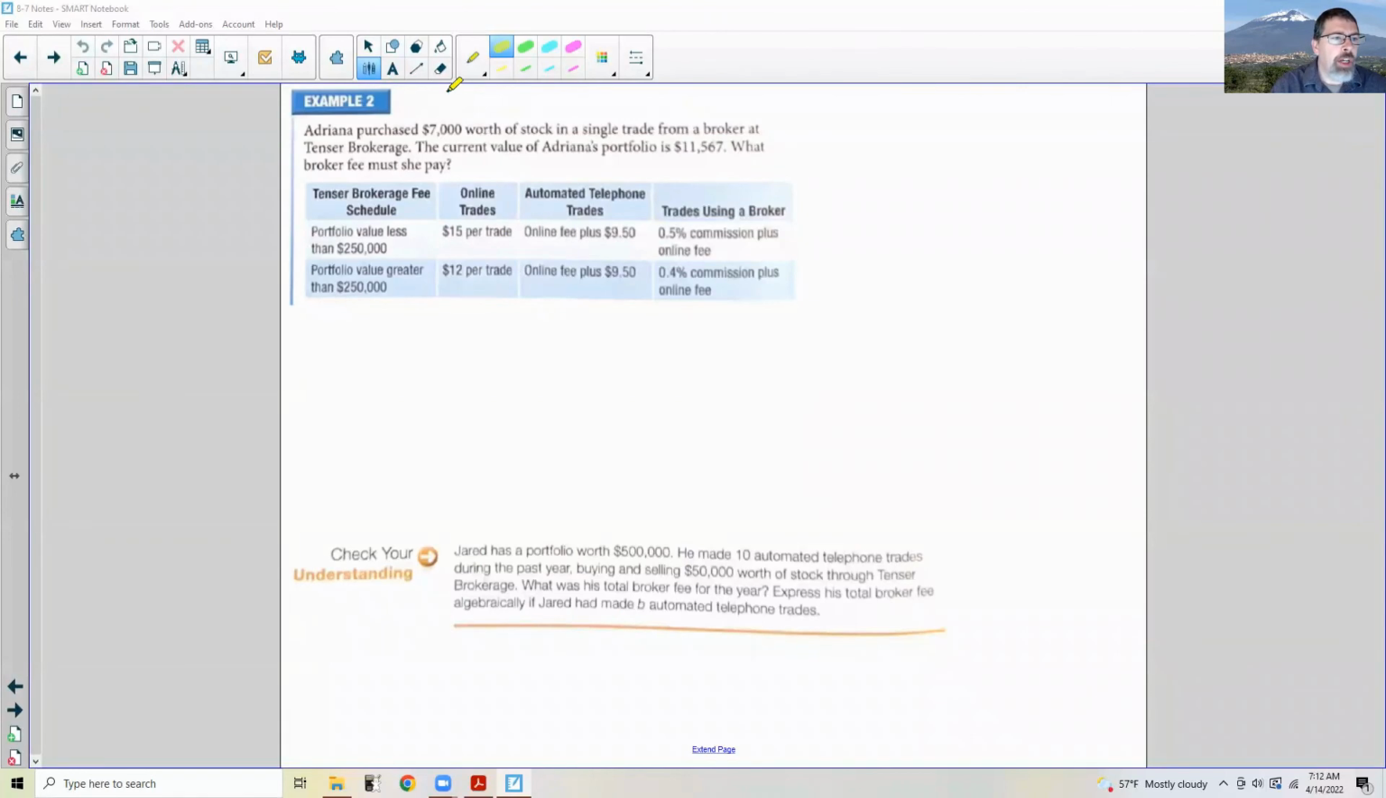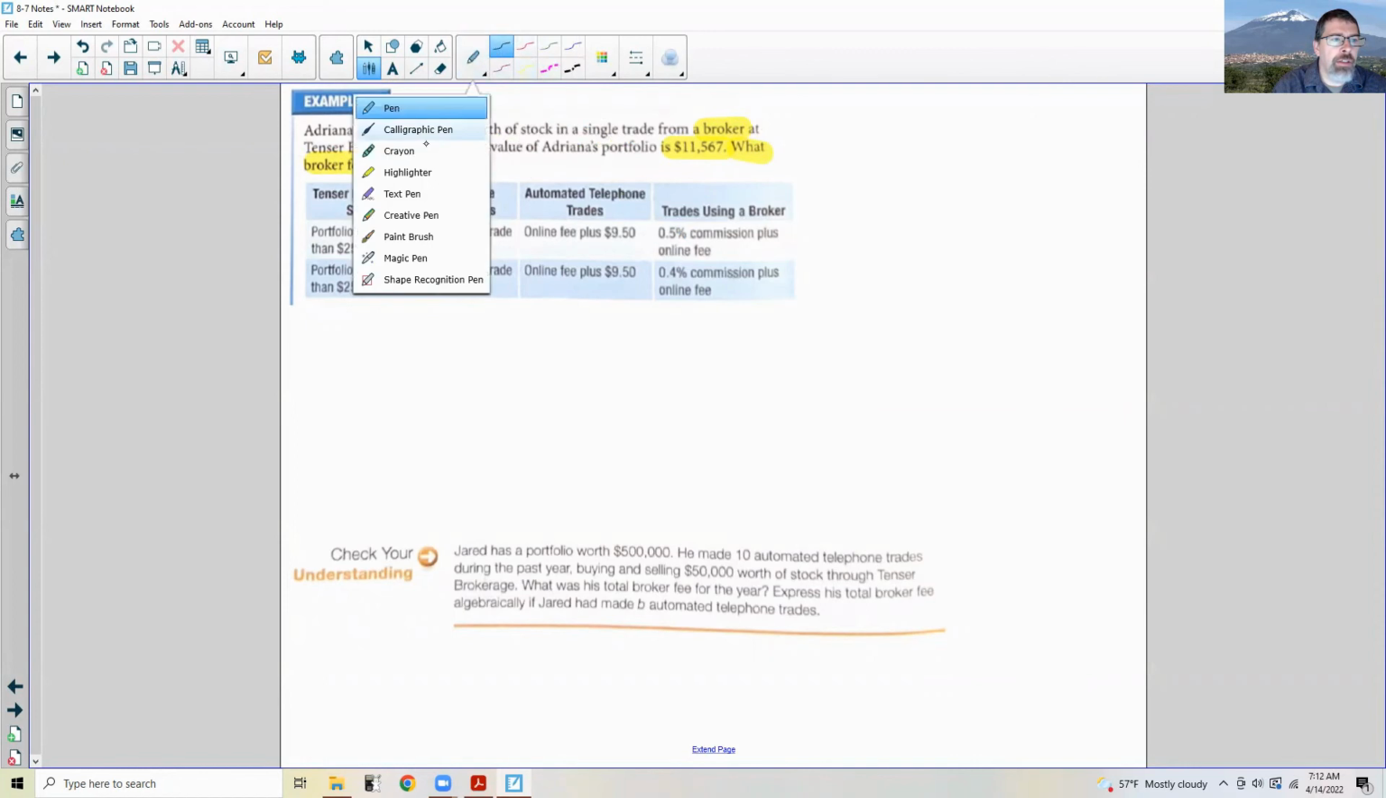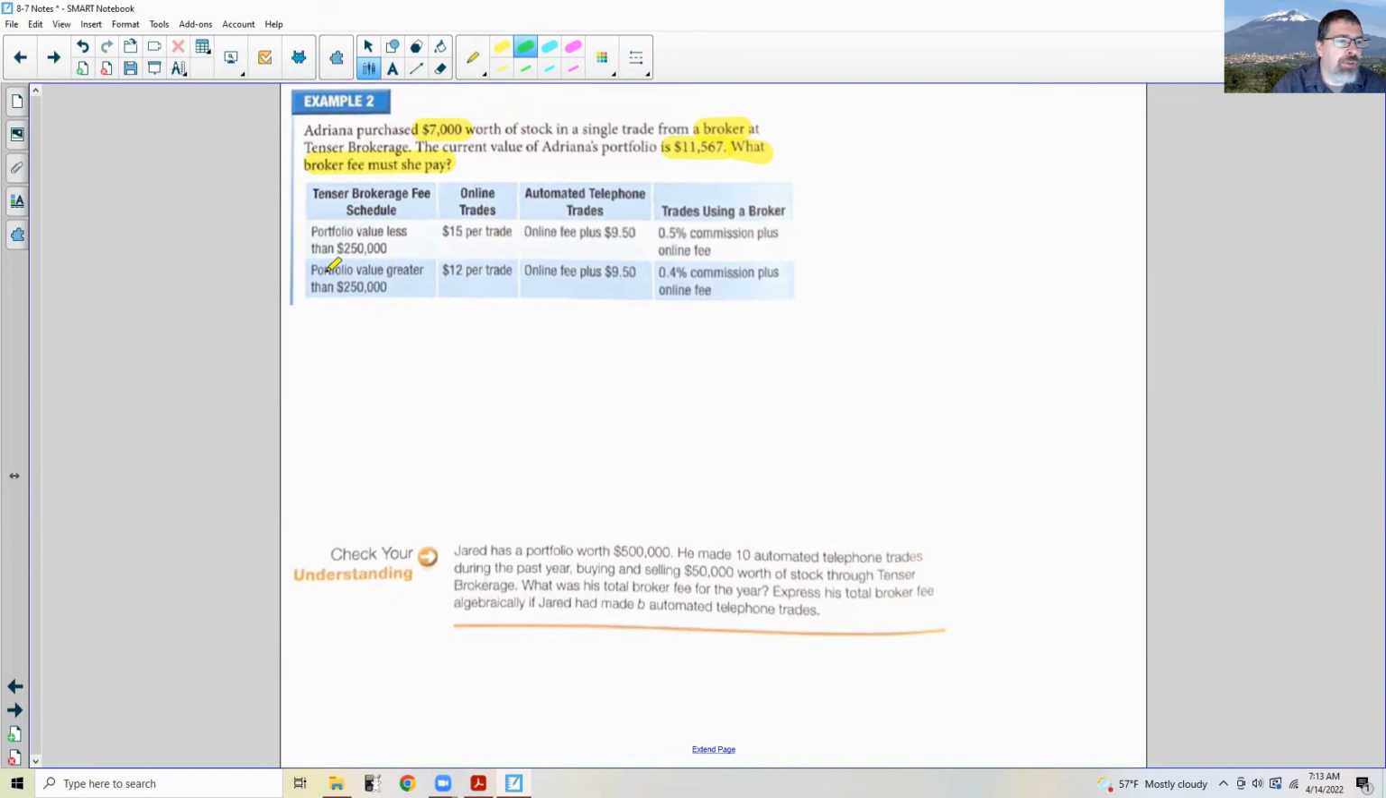Okay, example 2, Adriana purchased $7,000 worth of stocks in a single trade from a broker at Tense Brokerage. The current value of Adriana's portfolio is $11,567. What broker fees must she pay? That's the question. Okay, so we're trying to figure out what fees they are. Actually, we stick to the highlighter here. Now, her portfolio is $11,567, and they have a different fee schedule for sizes of portfolios. Portfolio values greater than 250 and portfolio values less than 250.